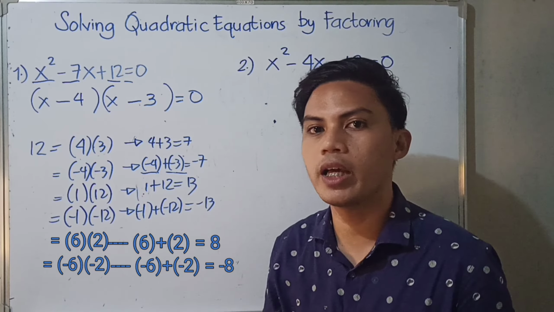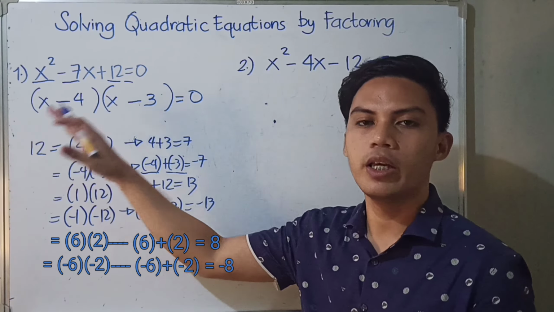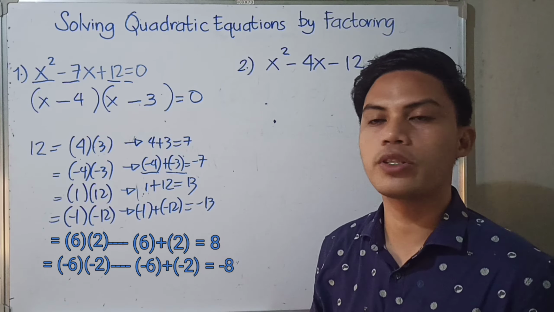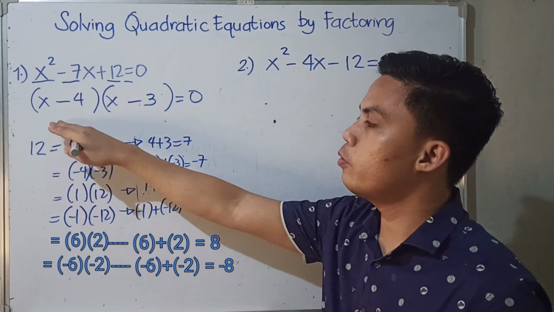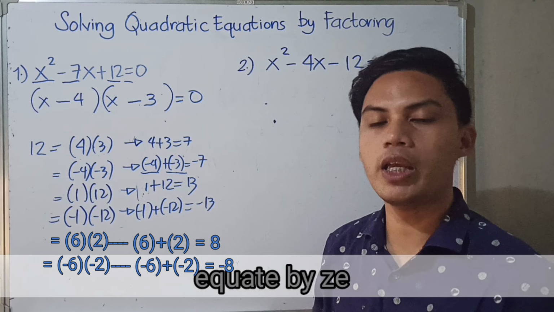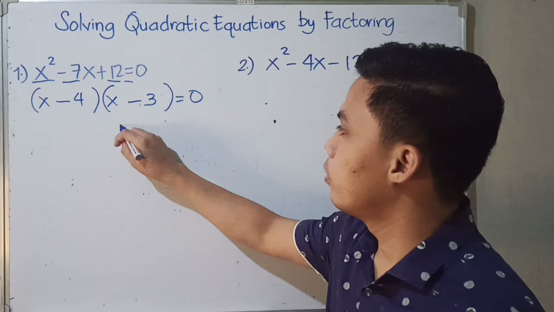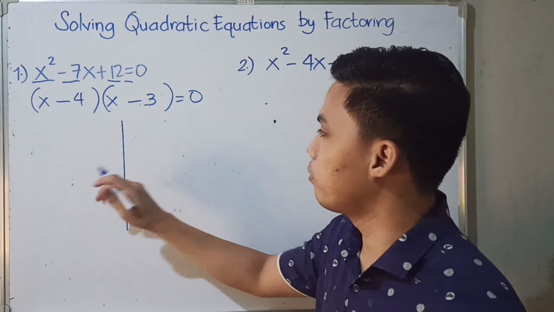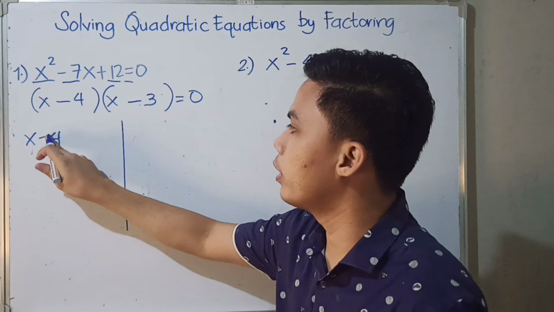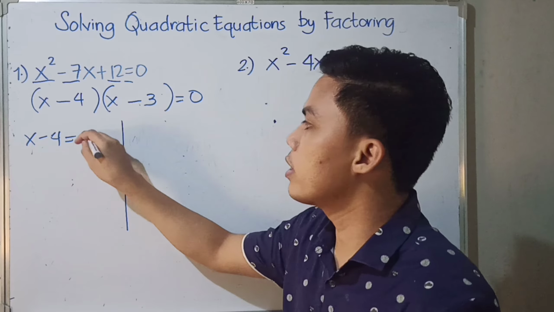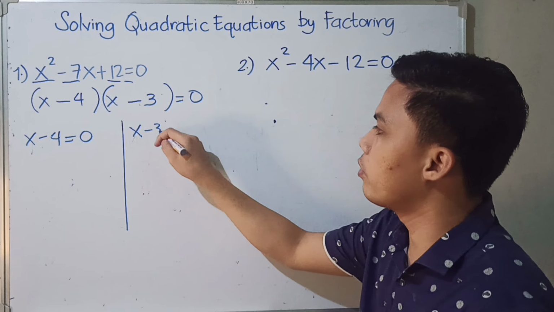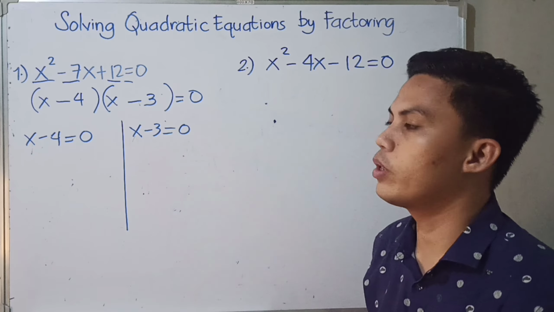So, pwede ba magkabaliktad? Pwede ba mauna si negative 3 and negative 4 follow? Pwede. Since nakuha na natin yung factors na given natin, yung dalawang factors, we're going to equate them each by 0. So, kuha tayo ng vertical line. X minus 4, yung first factor natin, i-equate natin sa 0. Same din sa second factor na x minus 3. So, that would be equal to 0.